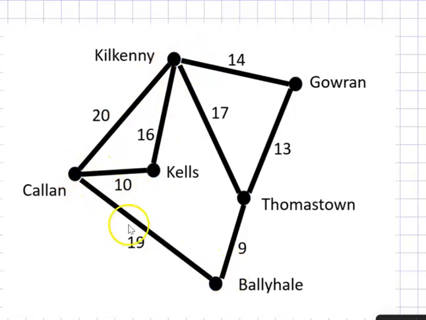But we could go via Ballyhale. It's got a cost of 28, plus 13, which is going to be 41. So again, we can see that the shortest, the least costly distance from Callan to Gowran is 34.